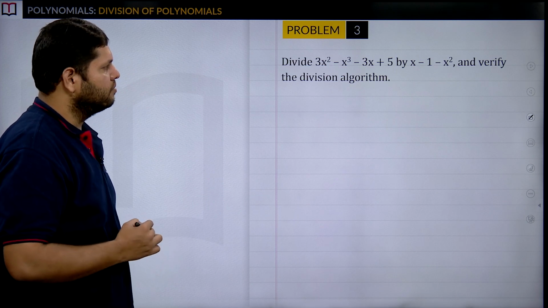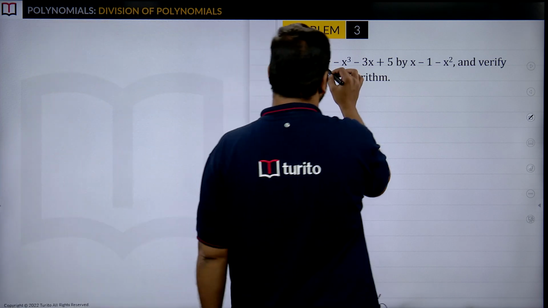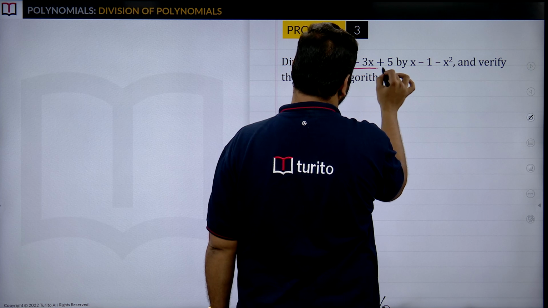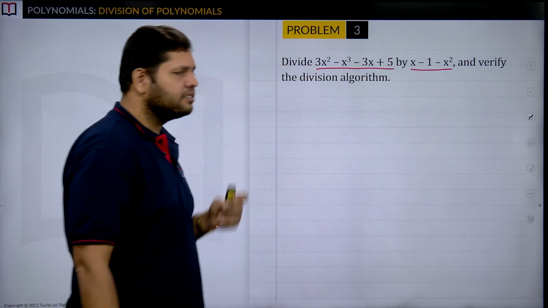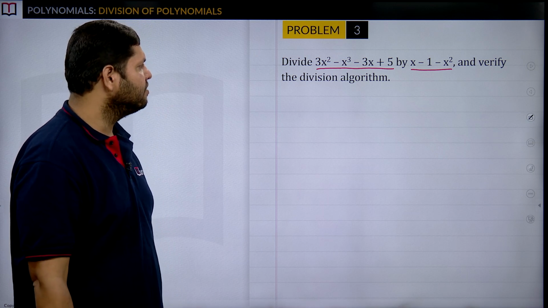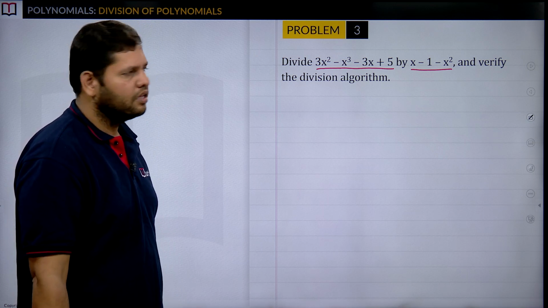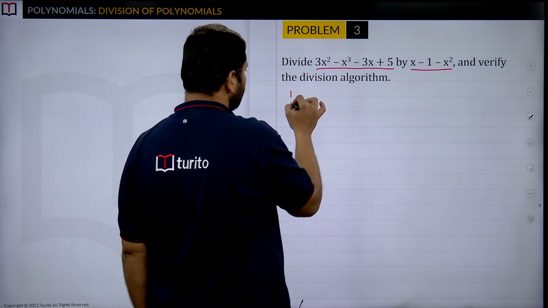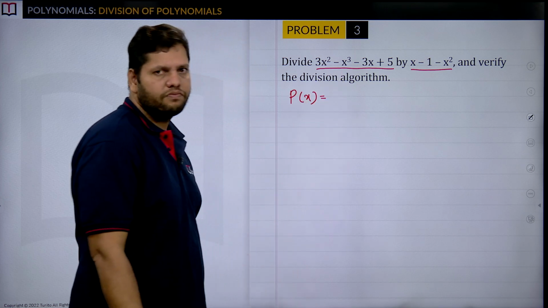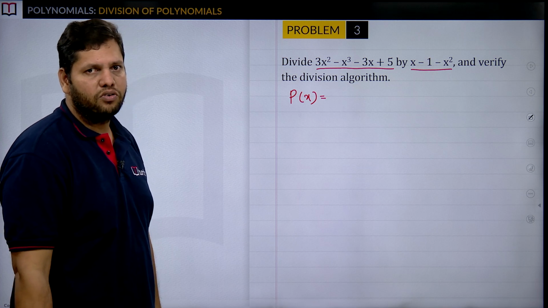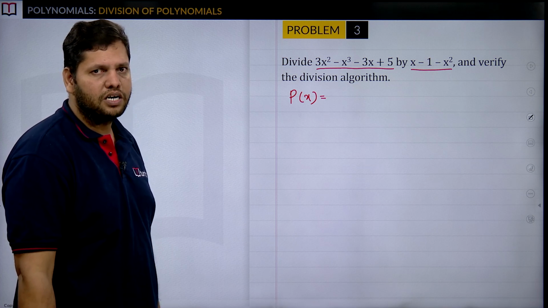Now, children, another question. Divide 3x square minus x power 3 minus 3x plus 5 by x minus 1 plus, minus x square, and verify the division algorithm. Children, what is the given polynomial, p of x? Look at the polynomial. It is not in standard form, isn't it? First, we have to write in standard form.